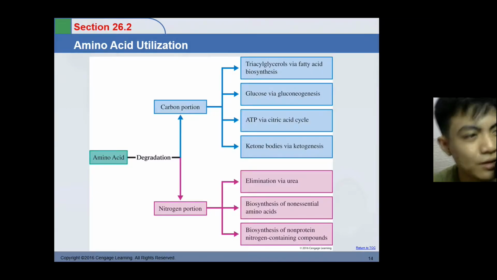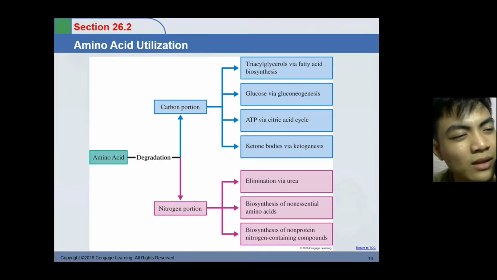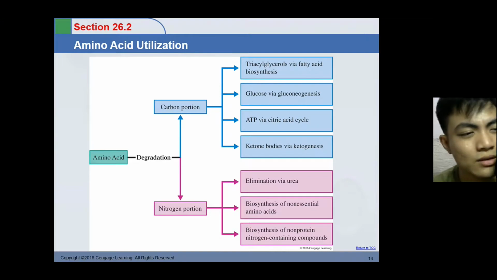Such as, yung mga carbon portion ng ating amino acid, pwede sila gamitin in the production of energy, or kaya pwede rin sila gamitin in production of triacylglycerol, glucose, ATP, and ketone bodies. Yung nitrogen portion naman ng ating amino acid, pwede siya gamitin for biosynthesis of non-essential amino acids, biosynthesis of non-protein, nitrogen-containing compounds such as heme in hemoglobin, and our nucleotide bases. Then yung sobra na nitrogen, dinidiscard natin in the form of urea.